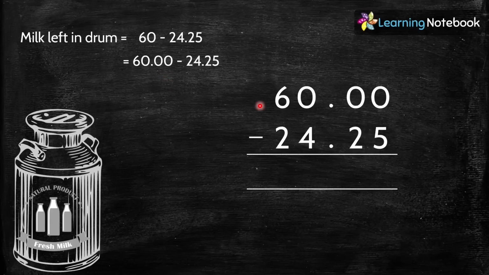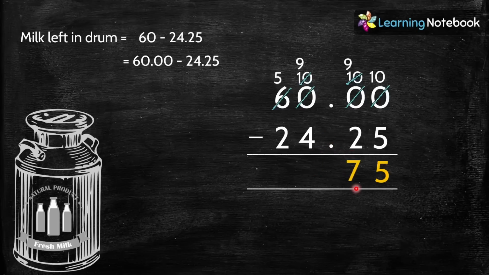And first we will subtract the decimal part, but 0 is smaller than 5. So 0 borrows from 6. Therefore 6 becomes 5 and we keep on borrowing. And finally this 0 becomes 10. So 10 minus 5 equals 5. 9 minus 2 equals 7.